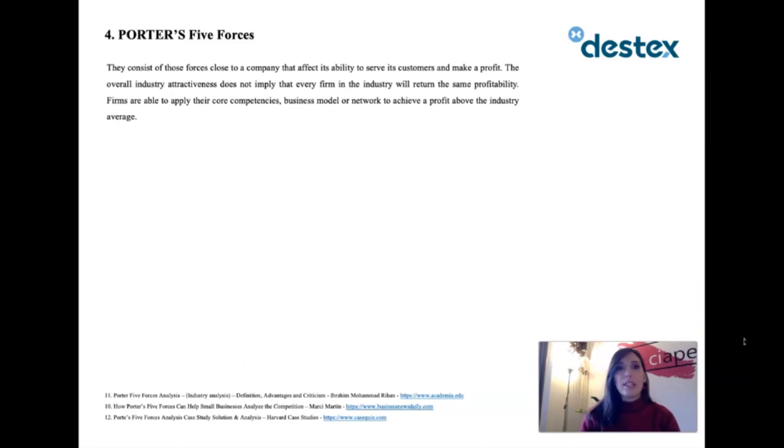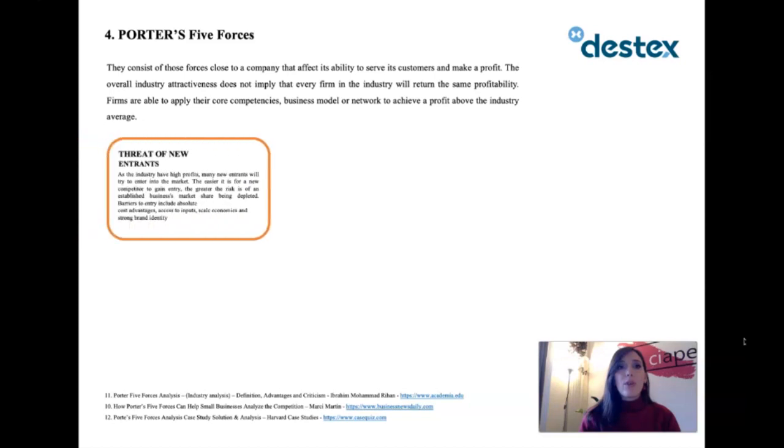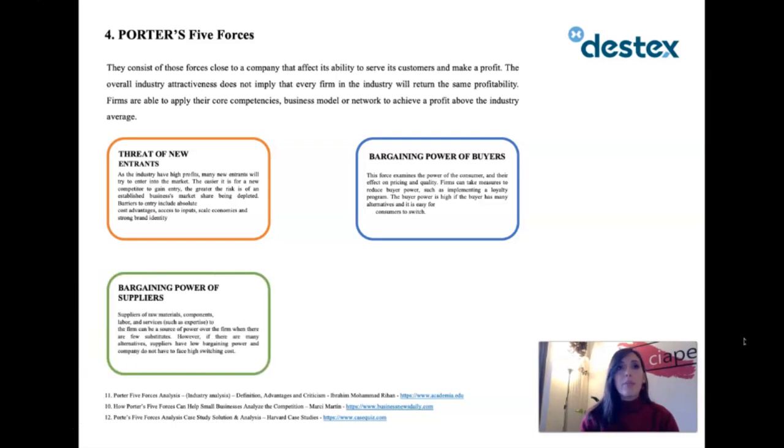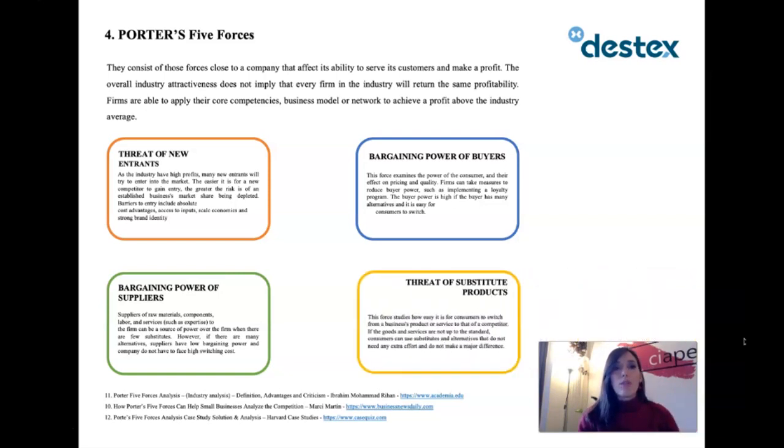Specifically, the 5 forces taken into consideration in Porter's model are threat of new entrants. The higher the barriers to entry, the lower the risk of new competitors. Bargaining power of buyers. The buyer power is high if consumers can easily switch among different alternatives. Bargaining power of suppliers. If there are many alternatives, suppliers have low bargaining power and companies do not have to face high switching costs. Threat of substitute products.